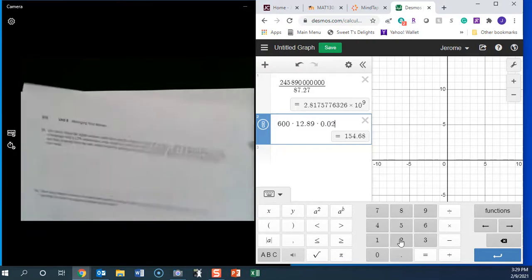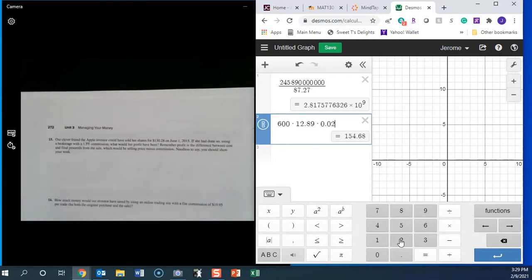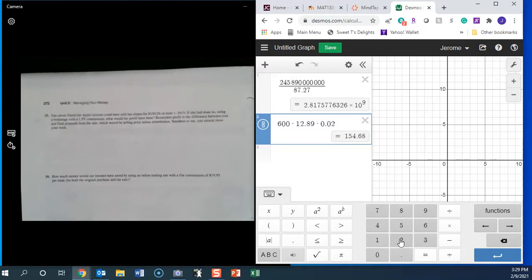Now we go to the back. Now for 15, says our clever friend, the Apple investor, could have sold her shares for $130.28 on June 1st, 2015. If she had done so using a brokerage with a 1.5% commission, what would her profit have been? Remember, profit is the difference between cost and final proceeds from the sale, which would be selling price minus the commission. Okay, now watch this.